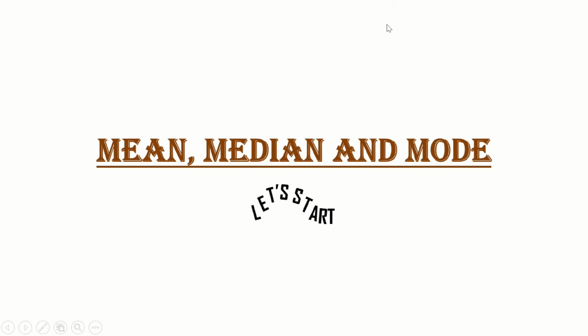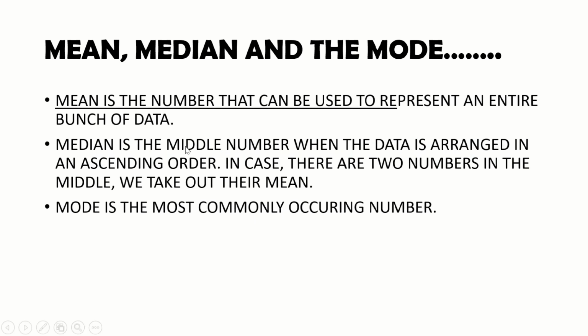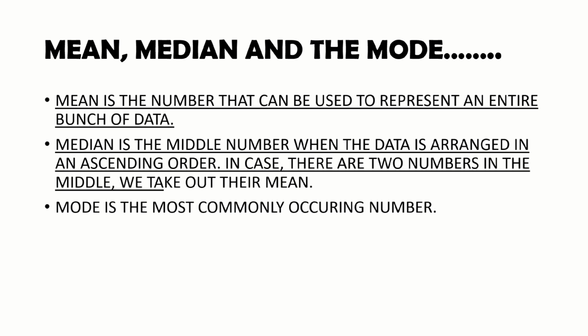So yeah, mean, median, and mode. Let's start by understanding the definitions of each of these. Well, mean is a number that can be used to represent an entire bunch of data. Right. And median is the middle number when the data is arranged in ascending order. In case there are two numbers in the middle, we take out their mean. And mode is the most commonly occurring number.